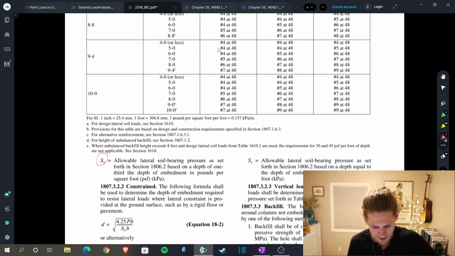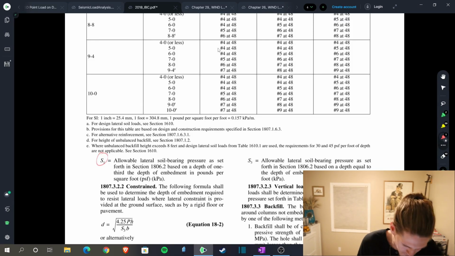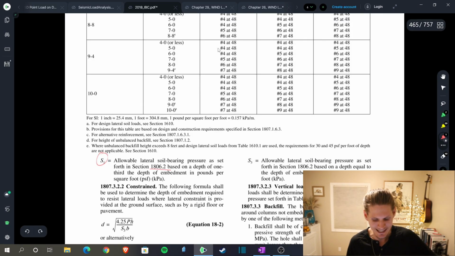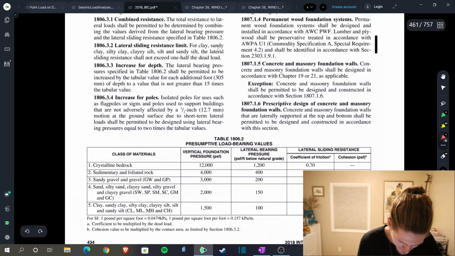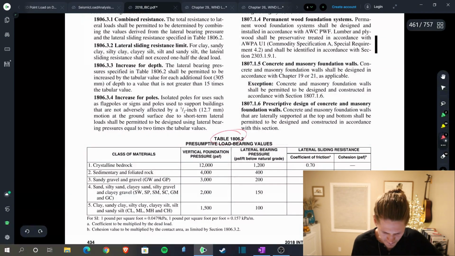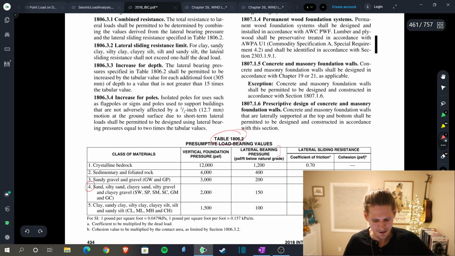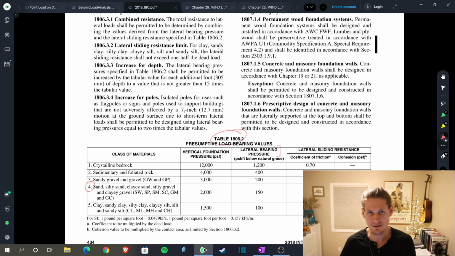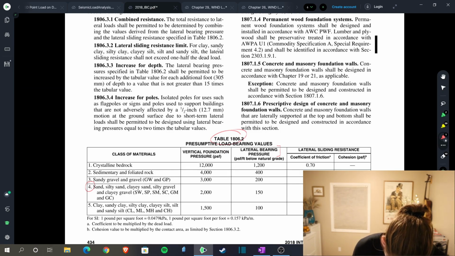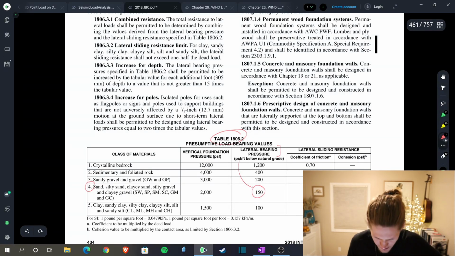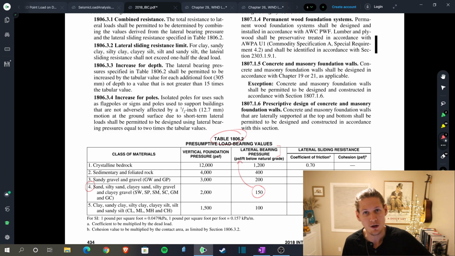Well, S sub 1 is the allowable lateral soil bearing pressure set forth in section 1806.2, based on a depth of 1/3 the depth of embedment in pounds per square foot. In table 1806.2, this gives you values for your lateral bearing pressure of your foundation. For us today, we're going to assume class 4. There's no rhyme or reason to it. It's dependent upon your soil class that you're designing for. And for us, I'm assuming a decent soil class, but not the greatest in the world. So we need to use 150, and keep track of the units, PSF per foot below natural grade.